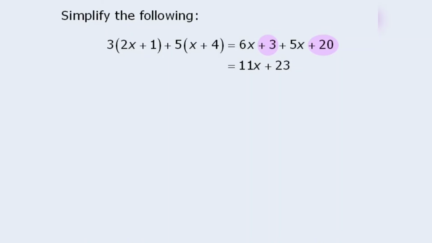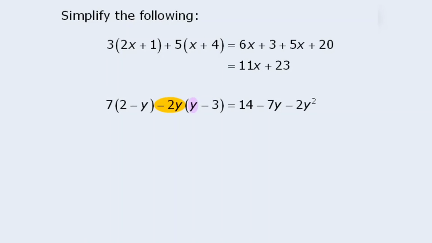Okay, next example. We'll begin by expanding. So we will multiply 7 by 2 to get 14, and then we'll multiply 7 by negative y to get negative or minus 7y. From here, we'll multiply negative 2y by y to get negative or minus 2y squared. And then we'll multiply negative 2y times negative 3 to get positive, or plus, 6y.